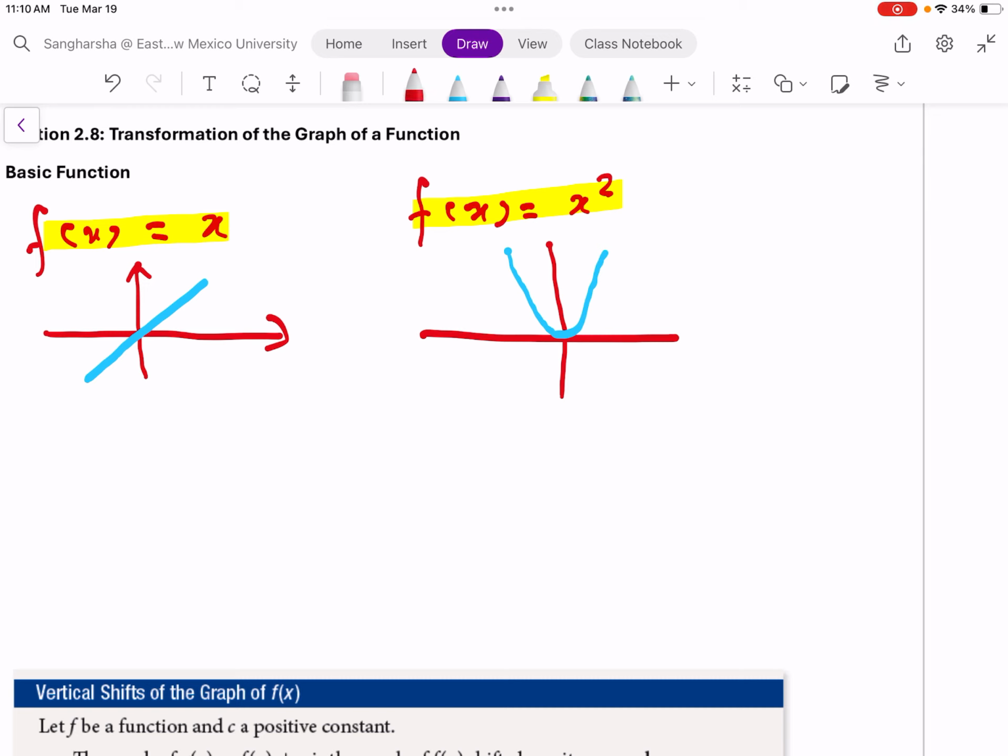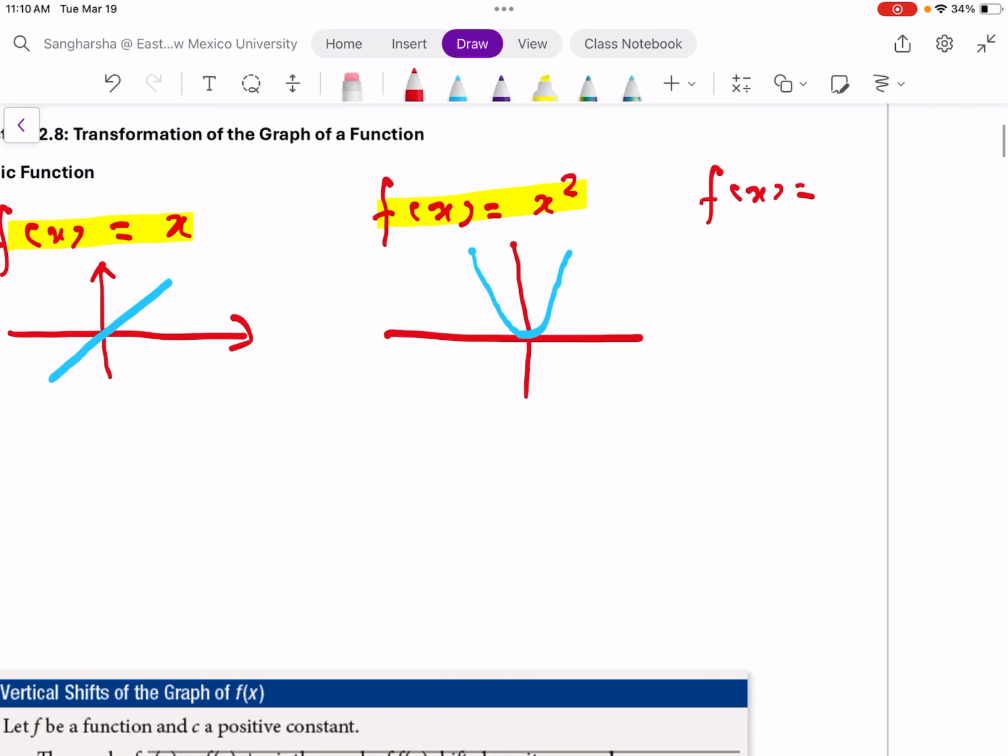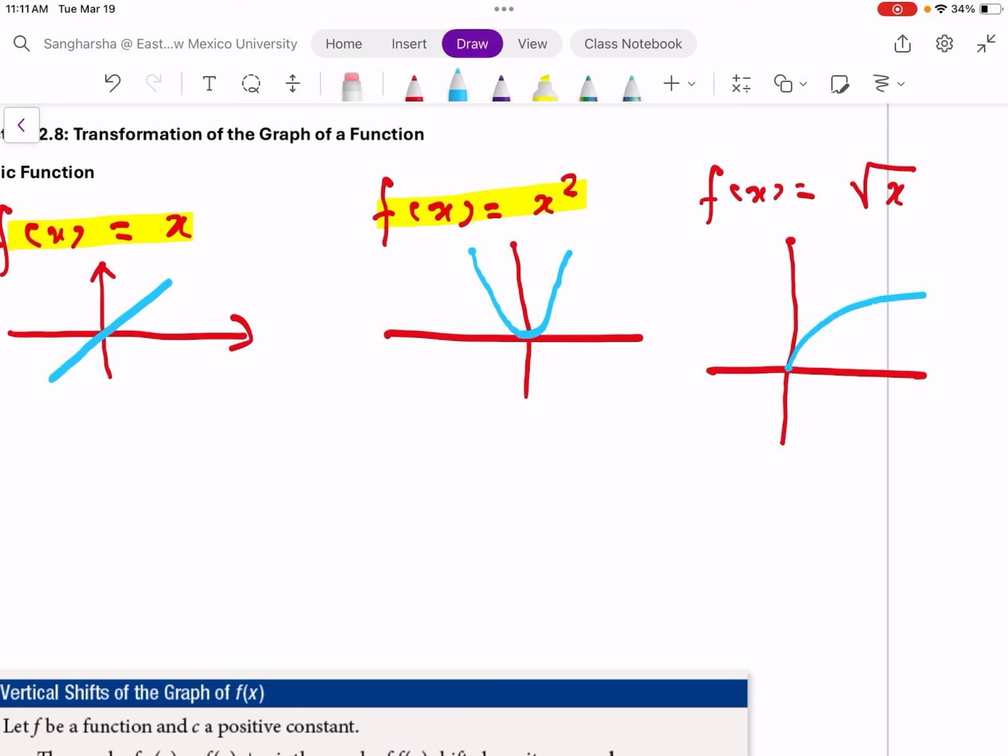The next function, we have f of x equals square root of x. This is our square root function, and we had a graph earlier, and the graph of the square root function is, so it can have 0 and the graph goes all the way to the positive infinity. So this is the graph for a square root function.